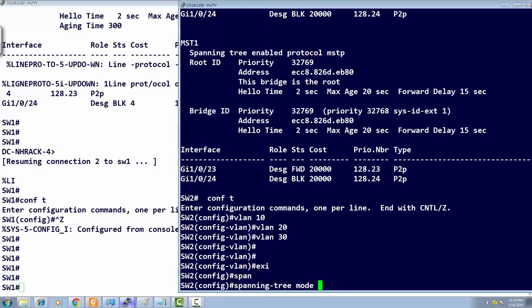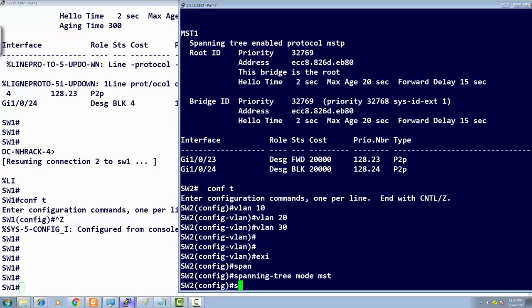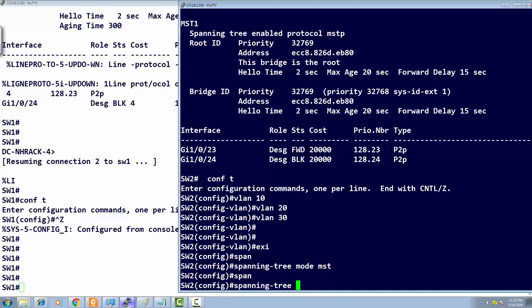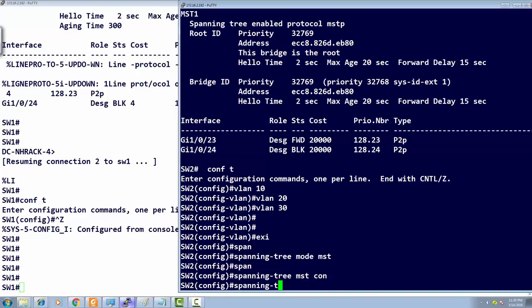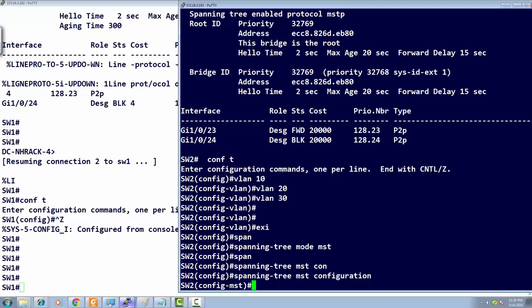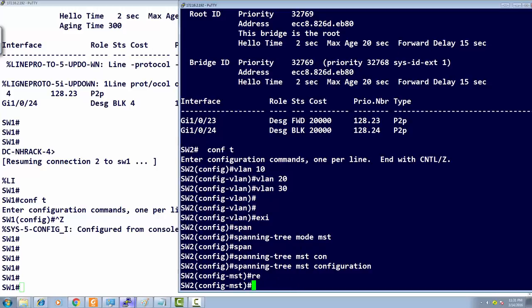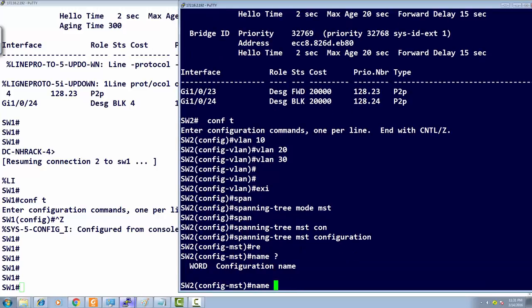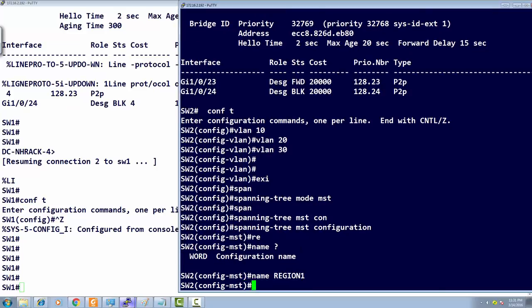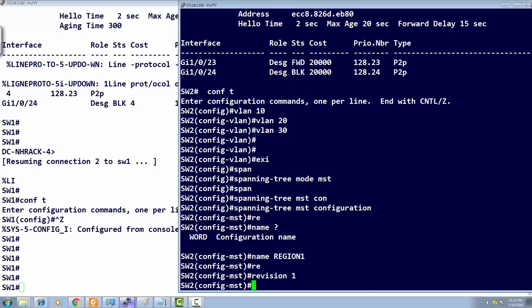I already have mode MST configured, so this is how you configure it: spanning-tree mst configuration. That puts you in configuration mode, and you can configure your revision number. First thing is the name for the region, and I'll say region 1. What is the revision number? Revision number is 1. The region name and revision number together define the region.